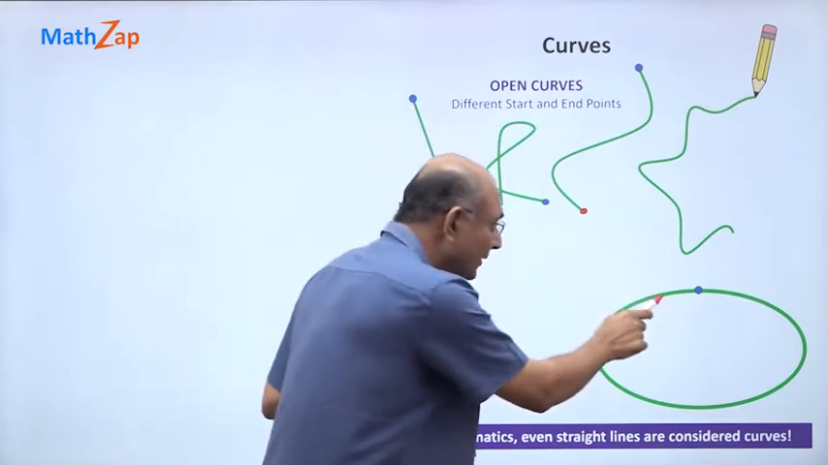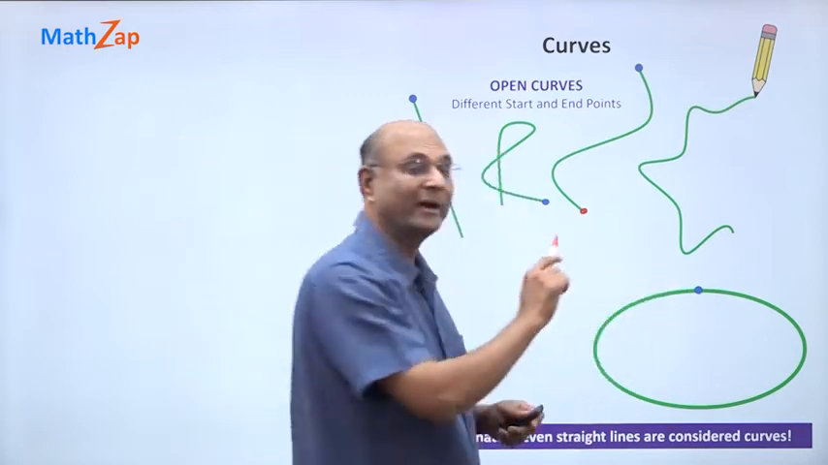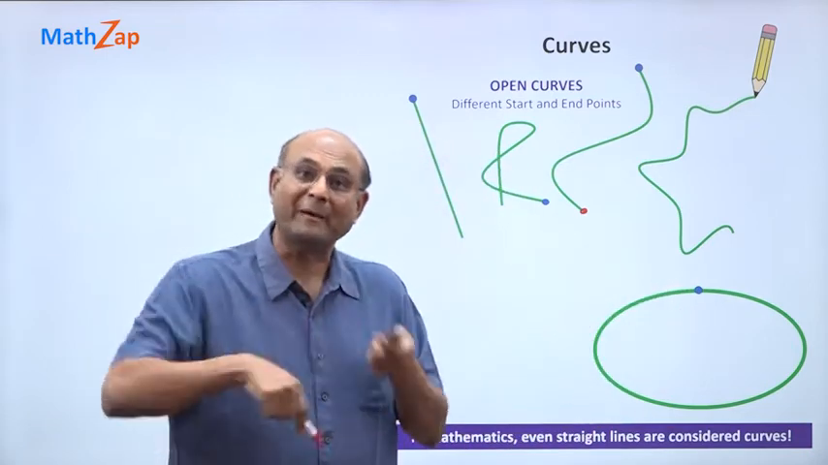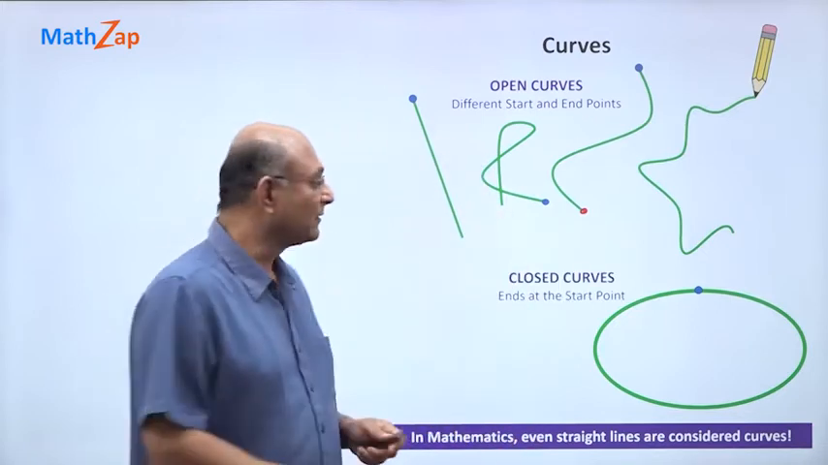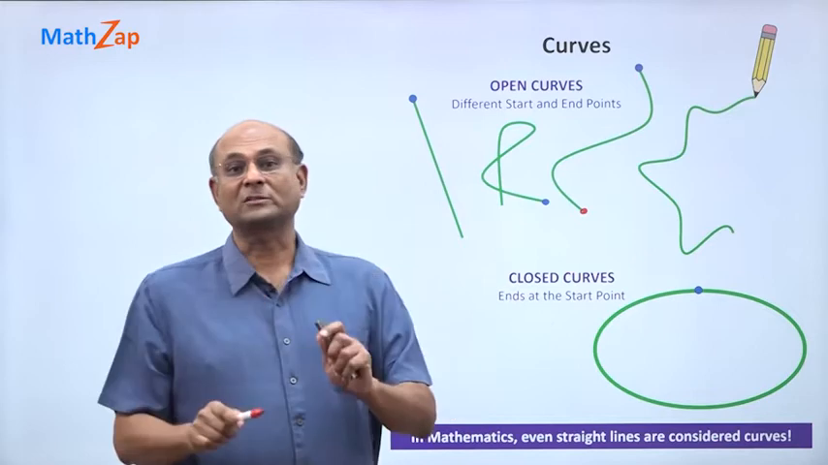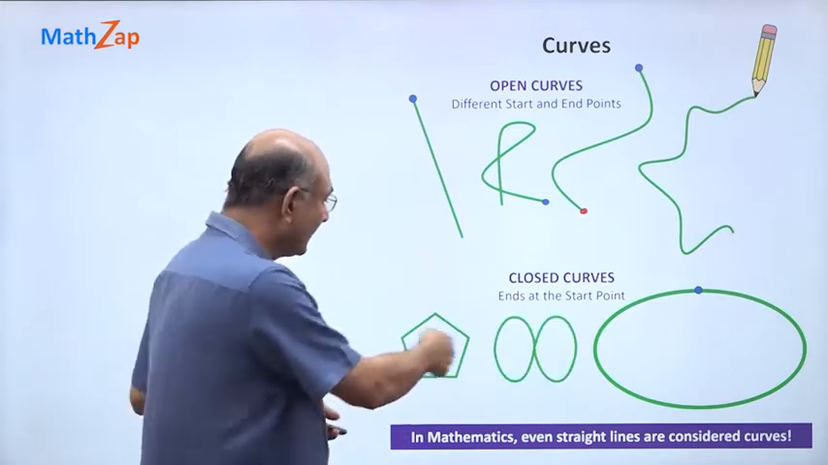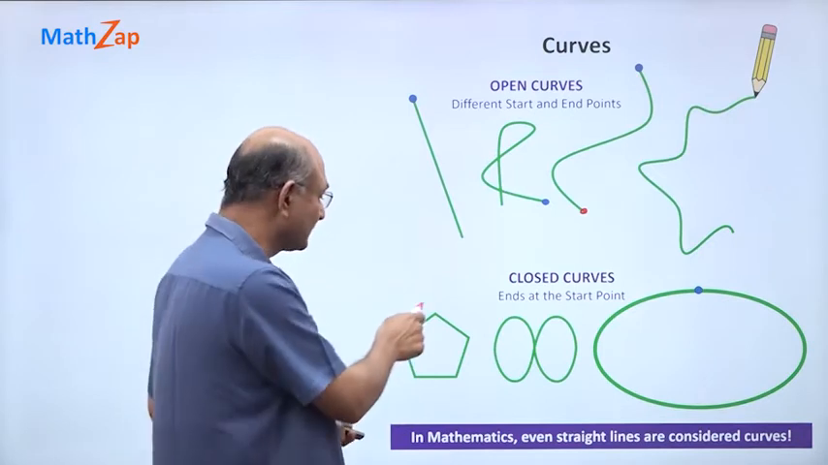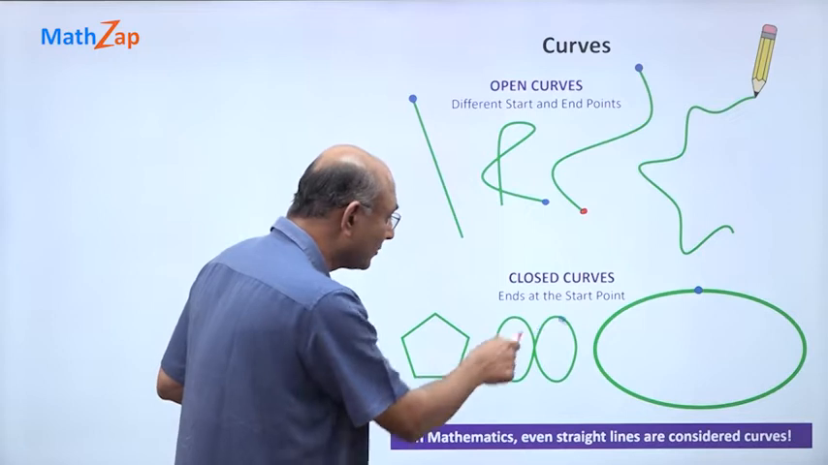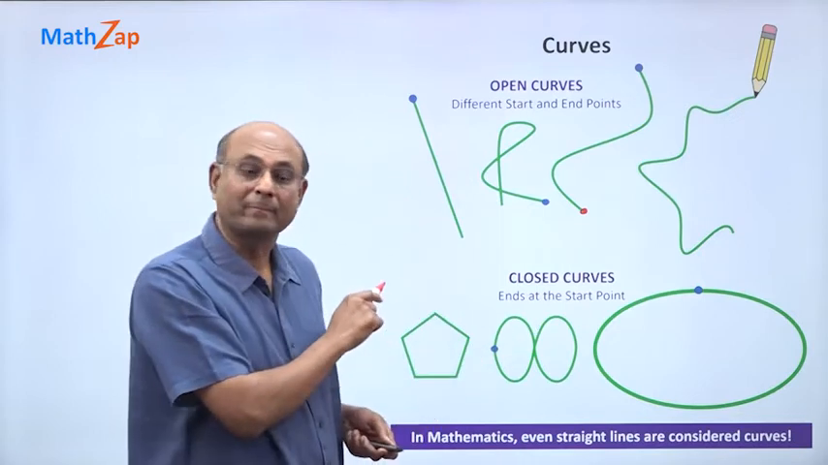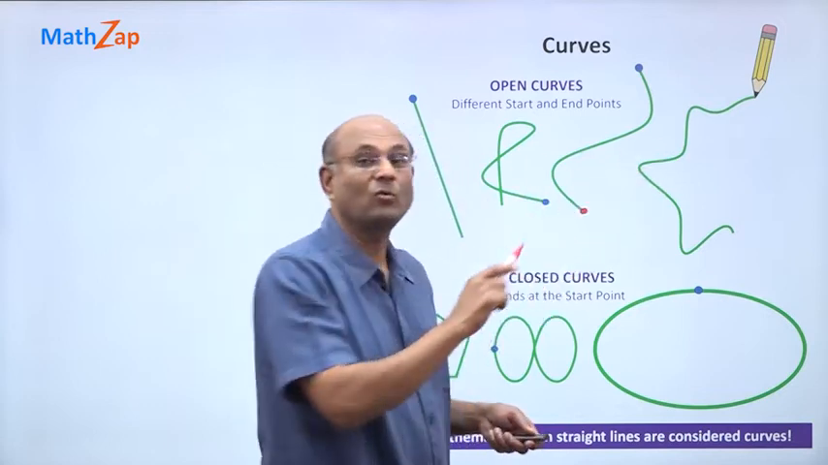But if you look at this one, the start point and the end point are the same. The curve comes back to the starting point. This kind of curve is called a closed curve. So what is a closed curve? A closed curve is one where the curve comes back to the starting point. Here are other examples of closed curves. You can see that this is definitely coming back. What about that one? You can go around and you can come back, right? So all these are closed curves, all these are open curves.